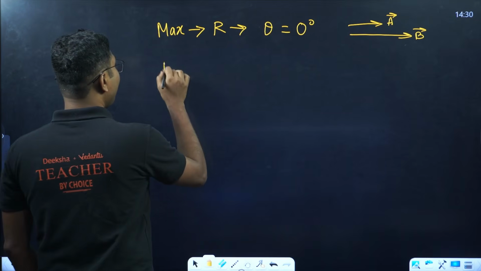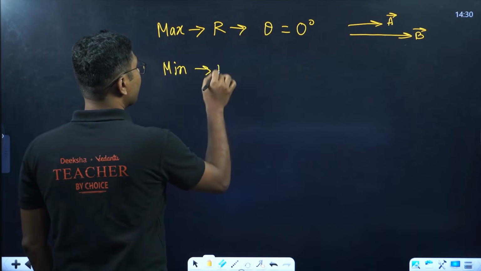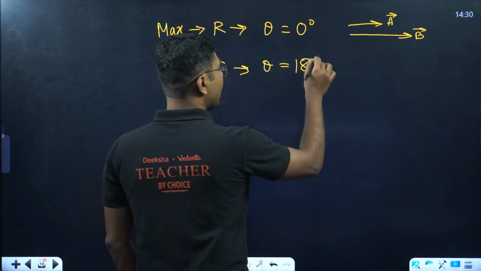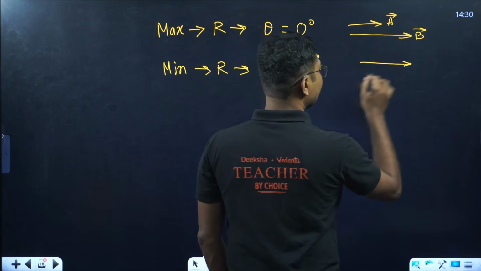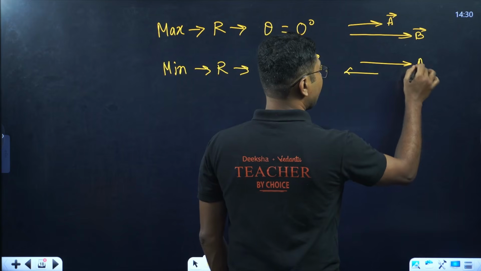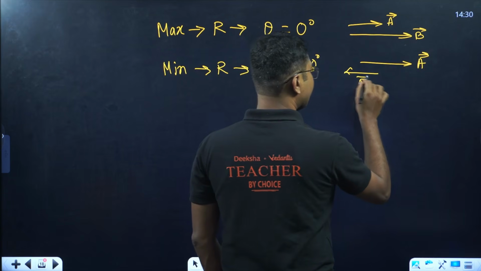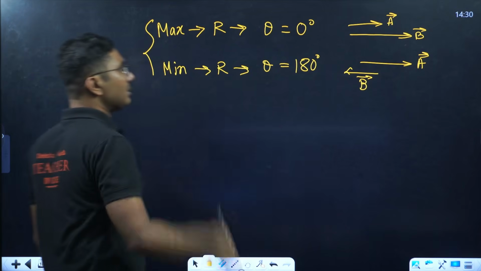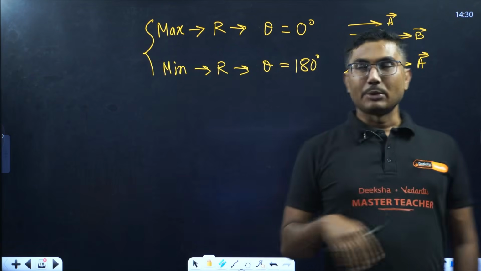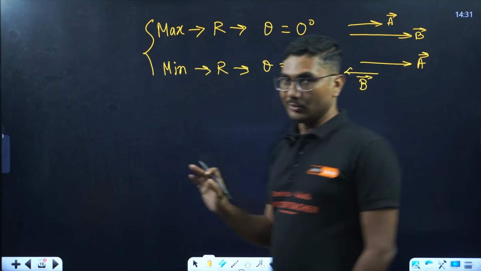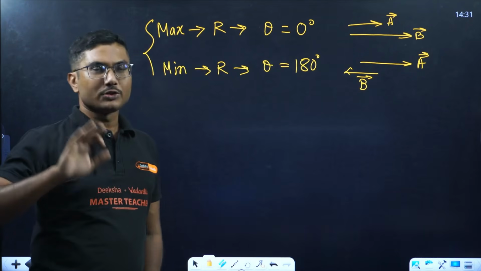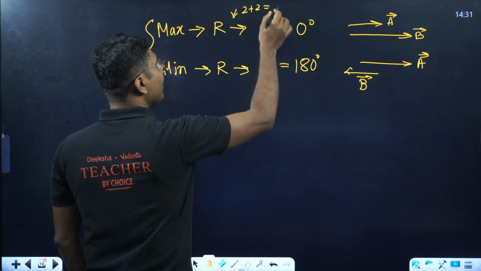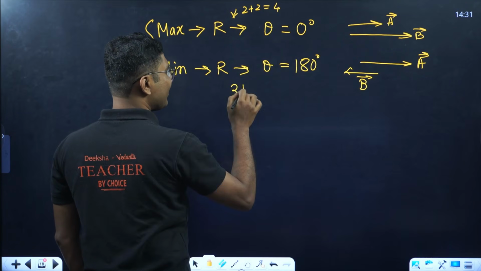What is the minimum value? The minimum value of the resultant is when theta is 180 degrees, that is, the vectors are in opposite directions. Anything between 0 and 180, the value will be between this maximum and minimum value. So as I mentioned, at this stage 2 plus 2 is 4, and at this stage 2 plus 2 is 0.